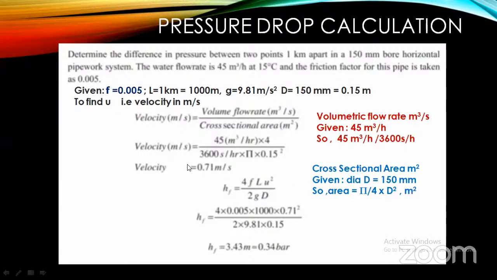So in order to find out hf, you have to use this formula, 4fLU square by 2gD. Here the velocity U, we need to convert into meter per second, since the flow rate is given in other units. That is what is done here. So 45 meter cube per hour, we divide it by 3600 and get it in meter per second. Similarly, the area. If you substitute in the formula, you get the pressure value.